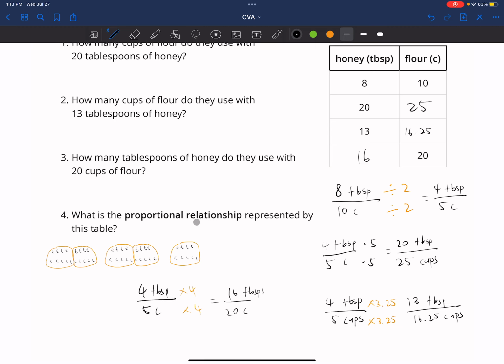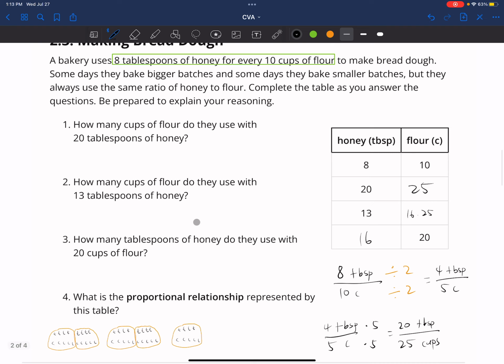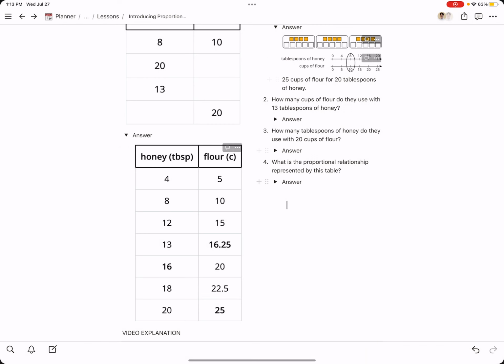So what is the proportion relationship represented by this table? The proportion relationship represented by this table is the relationship between tablespoons of honey and cups of flour. And so if you look at here, the relationship between the number of tablespoons of honey and the number of cups of flour is proportional. So that is the relationship that is represented.